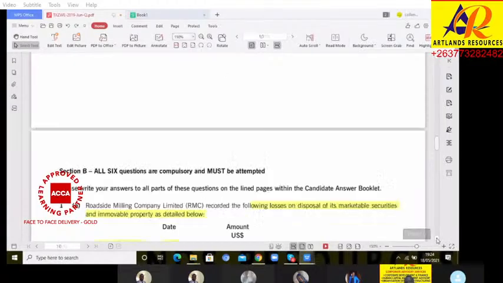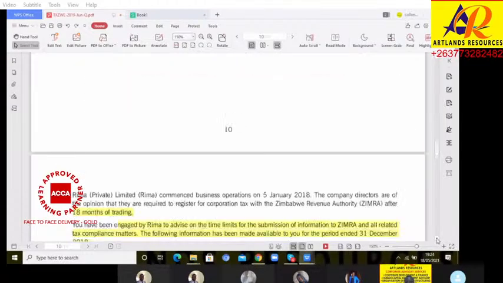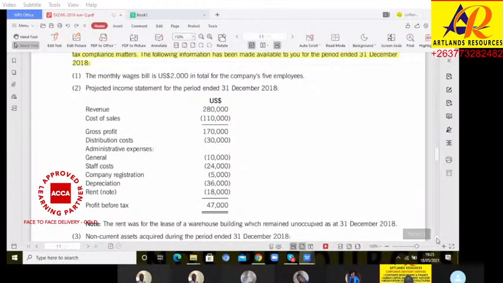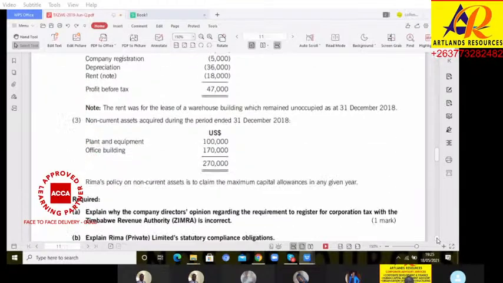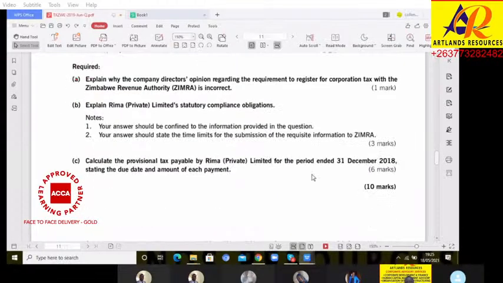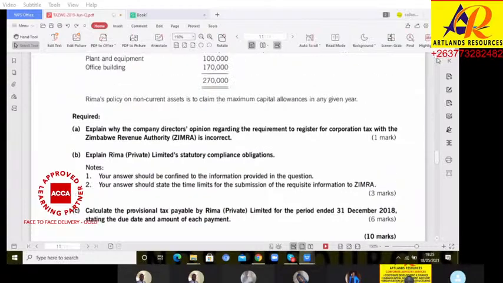Next. Now it's tax obligations. Calculate the provisional tax which should be paid by Lima for the year ended 31 December. State for each due date, stating the due date and amount for each payment.